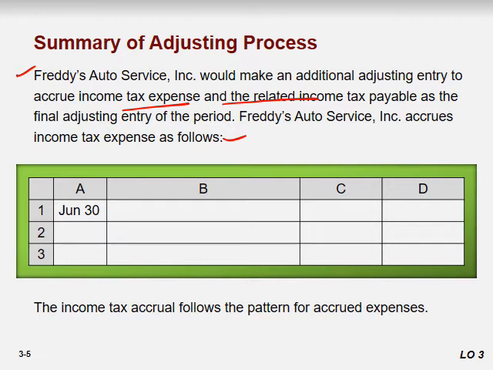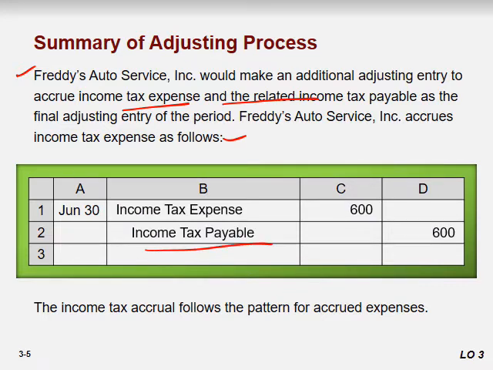Accrued expense means expense incurred but not yet paid. The entry would be income tax expense to income tax payable, right? We create a liability that we have to pay but we didn't pay yet. So that's why we create income tax expense to income tax payable. Income tax expense is a part of the income statement. Income tax payable is a liability, part of the balance sheet. Okay.